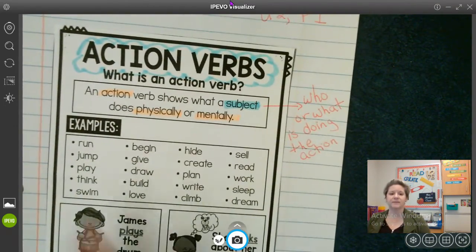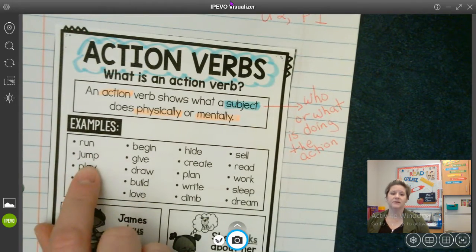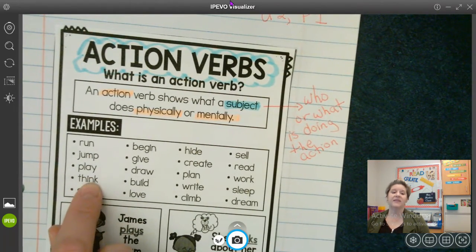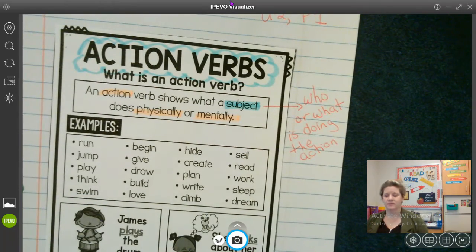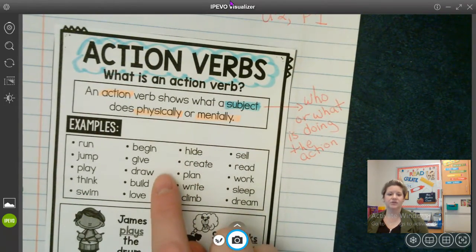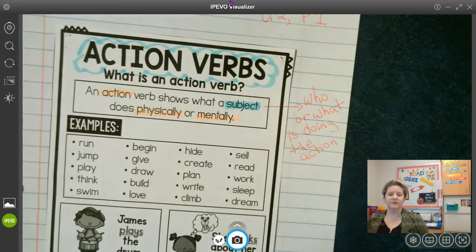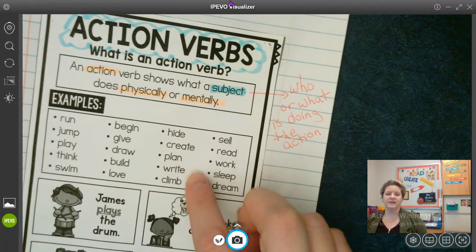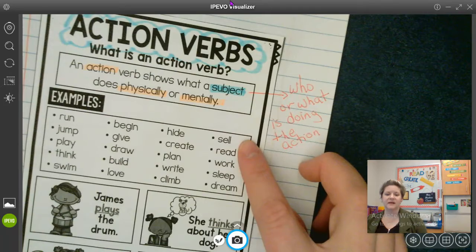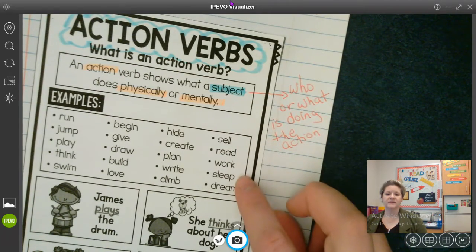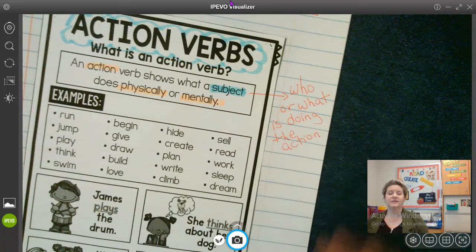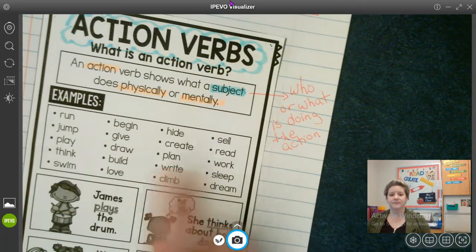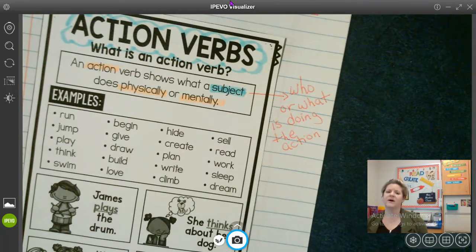Okay, so let's look at some example words. We have words like run, jump, play, think, swim, begin, give, draw, build, love, hide, create, plan, write, climb, sell, read, work, sleep, and dream. So as you can see, some of these things I'm actually doing with my body physically. And then some of these things, like plan, that would involve more of a mental or something I would do in my mind.